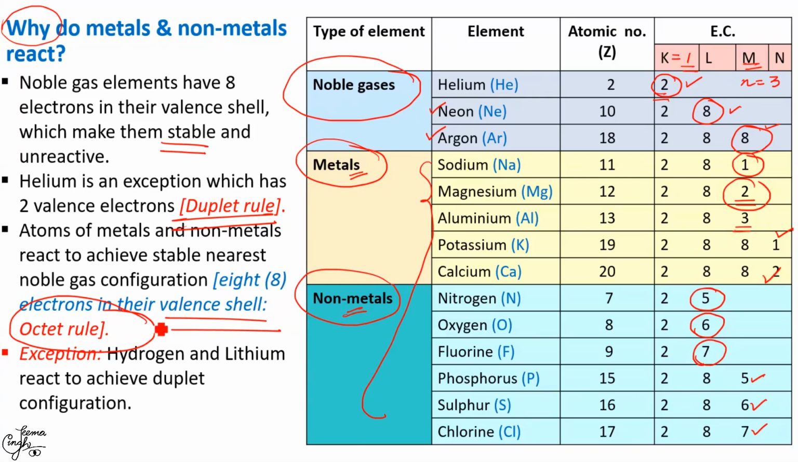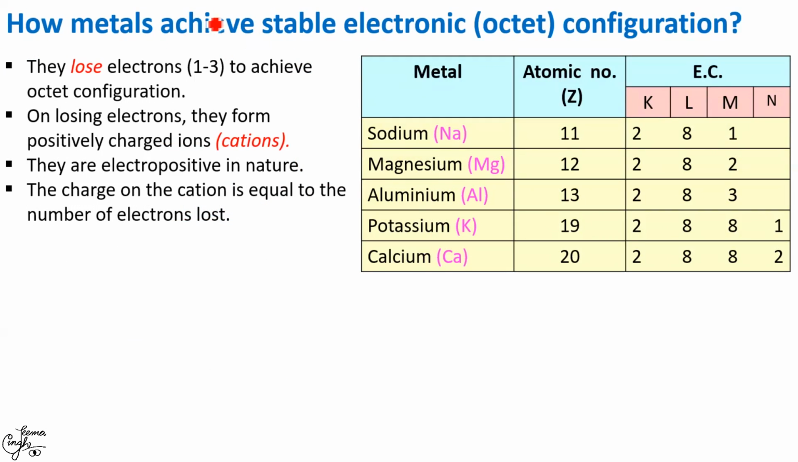So to summarize, if I ask why do metals and nonmetals react, the answer is they react in order to obtain a stable octet configuration, except hydrogen and lithium, which react to achieve a duplet configuration similar to that of helium. Now that we know why metals and nonmetals react, let us find out how they attain the stable octet configuration. Well, in order to have their octet complete, metals, which generally have 1 to 3 electrons in the valence shell, lose electrons.